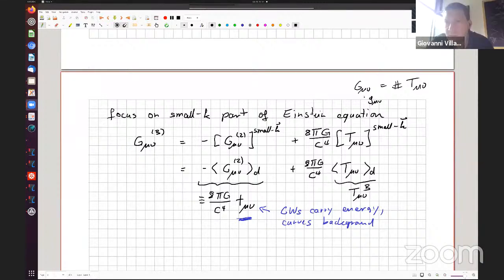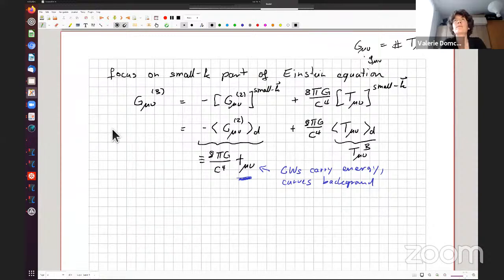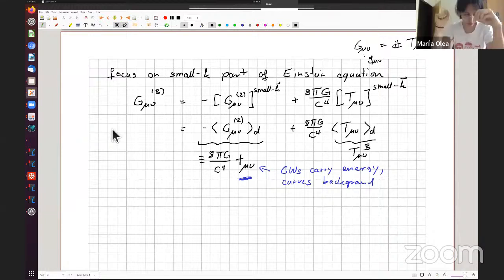Okay, so there is one more question by Maria. Hi. So I would like to ask, why did you make this qualitative difference of separating the tensor that corresponds to the background and the other one that appears at second order? Why did you put one on the right-hand side and the other on the left-hand side? This corresponds to a qualitative difference between them, one corresponding maybe to the energy content and the other to the curvature.